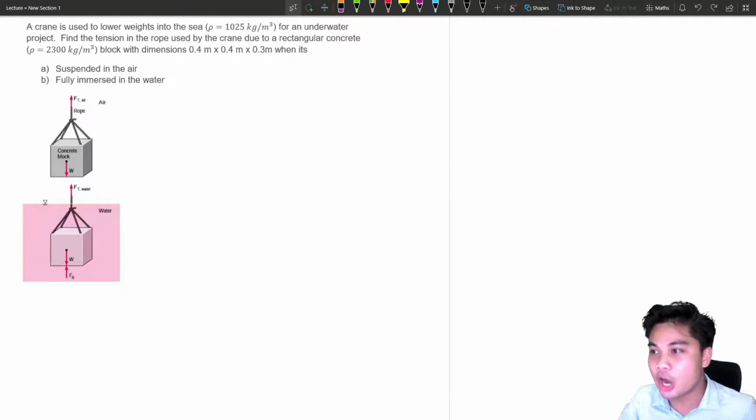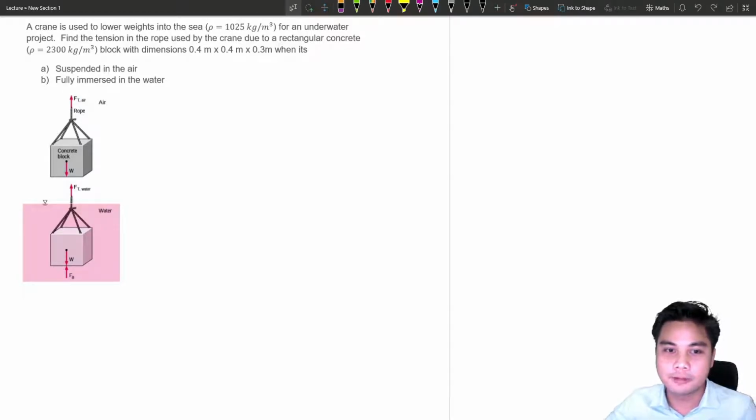A crane is used to lower a concrete block into the sea, having a density of 1025 kilogram per meter cubed, for an underwater project. Find the tension in the rope used by the crane for a rectangular concrete block having a density of 2300 kilogram per meter cubed, with the dimensions given here: 0.4, 0.4 and 0.3 meter. First, when it is suspended in the air, and secondly, when it is fully immersed in the water.